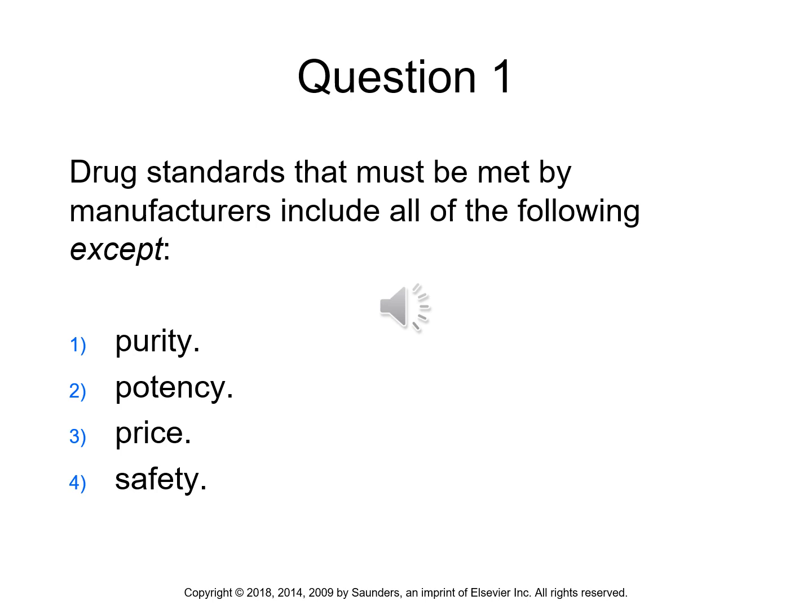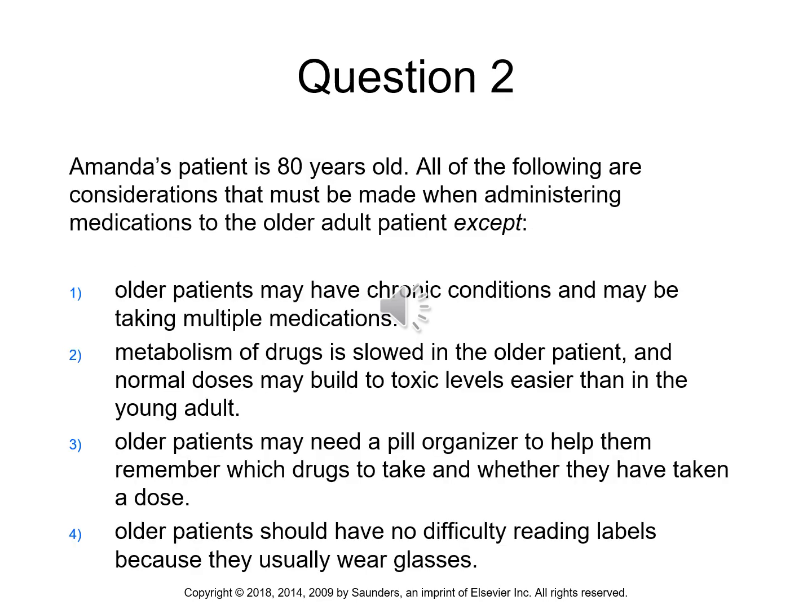All right, drug standards that must be met by manufacturers include all of the following except. So the answer here is 3, price. Price is not a standard that must be met by manufacturers. The standards are purity, potency, bioavailability, efficacy, and safety. Okay, question 2.